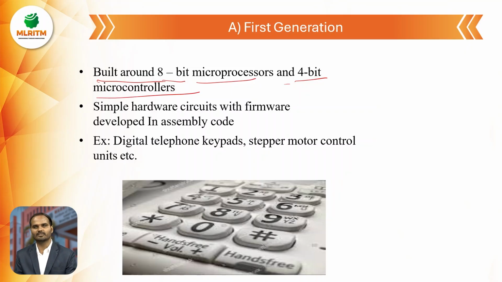Firmware, in the sense, is software code, developed in assembly code. Coming to examples, in the first generation we take examples such as digital telephone keypads. In earlier days, stepper motor control units were used, etc. These are the first generation examples.